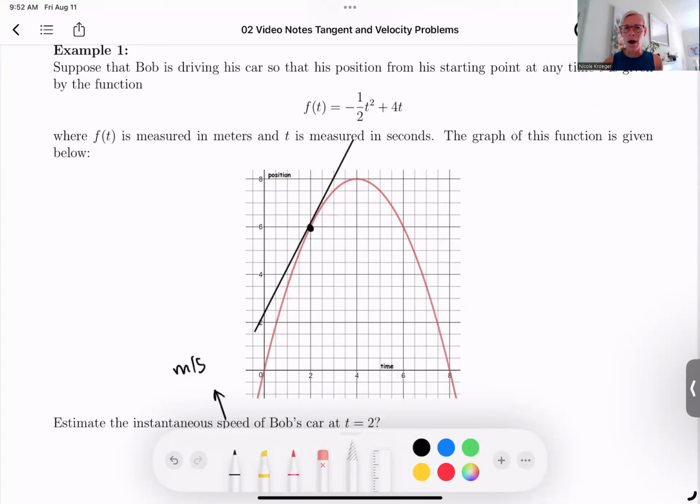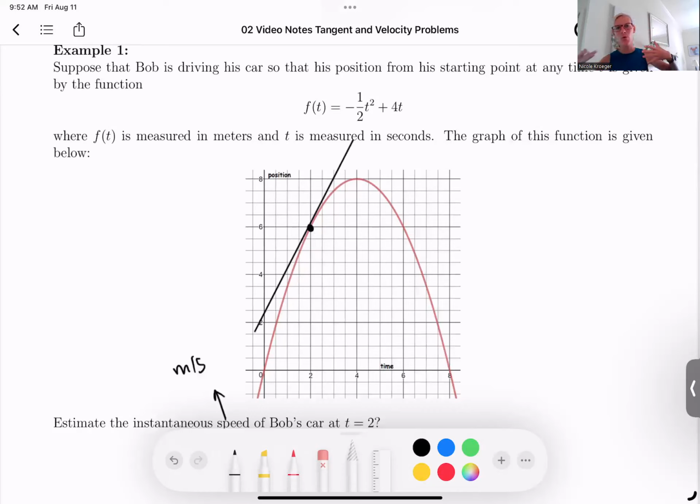Ask yourself, why can't I just find the slope of that line? Why do I have to estimate this? Okay, ask yourself that question. The answer to that question is that we only have 1 point. To find the slope of a line, I need 2 points. And maybe I could try and guess what another point is on that line, but I don't know it exactly, so it's still going to be an estimate. So I need 2 points in order to know the slope of a line.